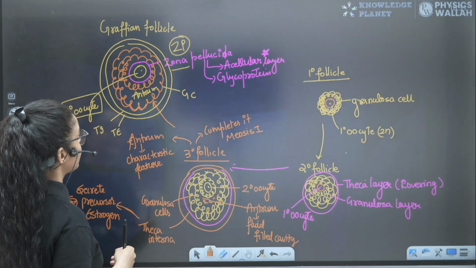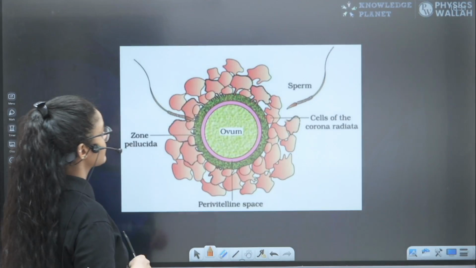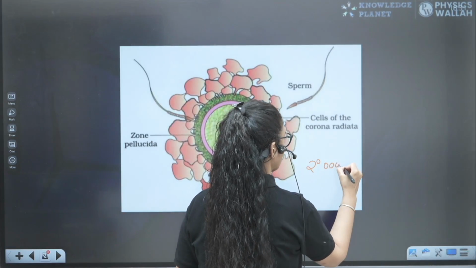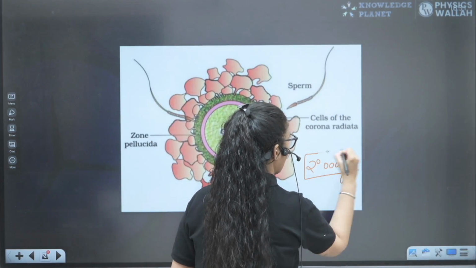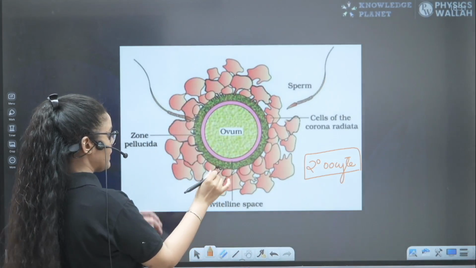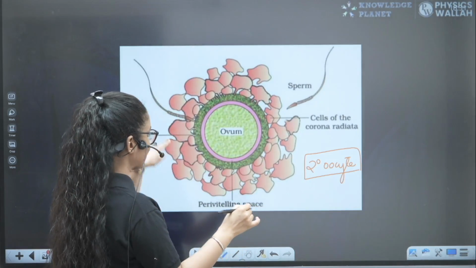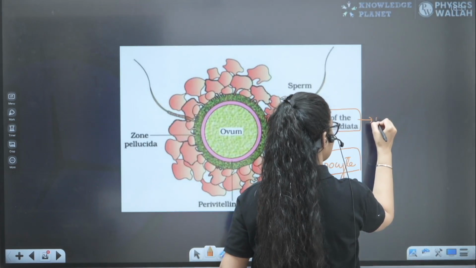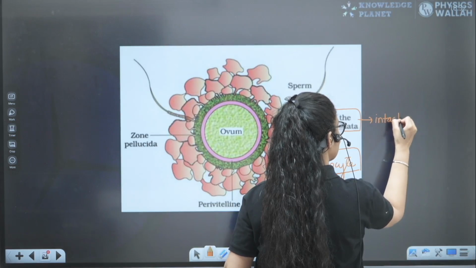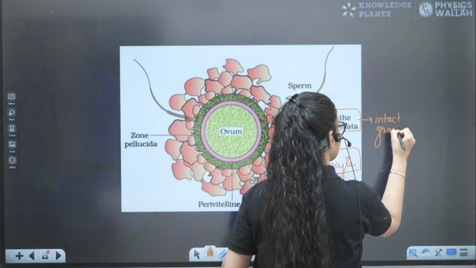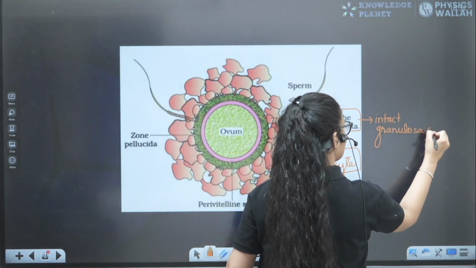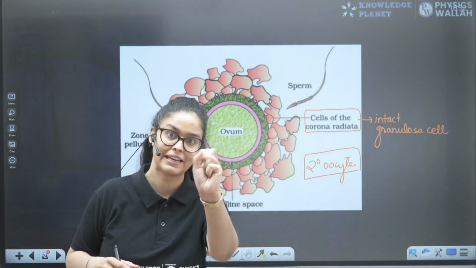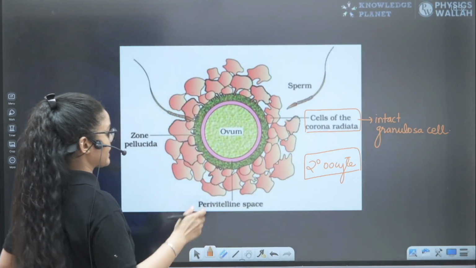Now let me take you ahead. We have already discussed this, and this is how the secondary oocyte looks, which has been released from the ovary. Some left out granulosa cells are known as the corona radiata. The corona radiata are the intact granulosa cells around the egg after ovulation. Some granulosa cells remain around it, known as the corona radiata.